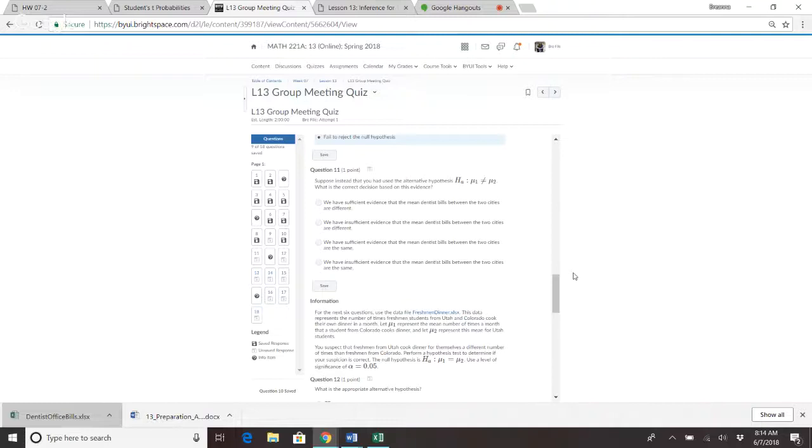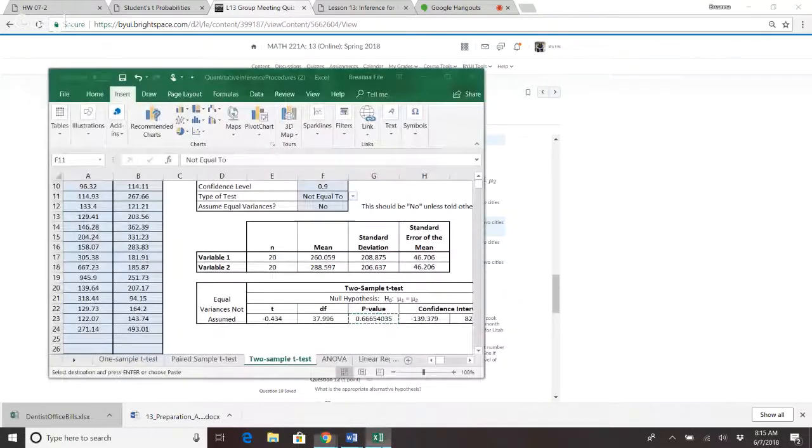So let me go back to the question, because this is where the sufficient, insufficient get kind of crazy. Perform a hypothesis test to determine if the mean bill at Idaho Falls is less than the mean. So our null. So what we're saying is we have insufficient evidence, right? That Idaho Falls is less than, or let me look back at the question. So they're different, because we have insufficient evidence that the mean dentist bills between the two cities are different.